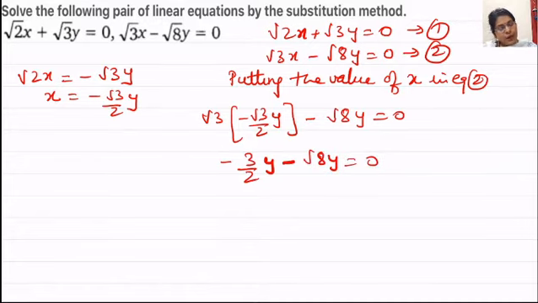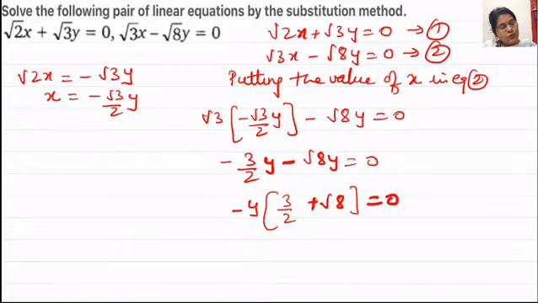So we can take y as common. Just we will simply take y common. And we can take minus also common. So what will it become? 3 by 2 plus root 8 is equal to 0. So minus y, simply we can write here that this complete thing, 0 upon anything is 0. So minus y is equal to 0, we will get simply the answer.